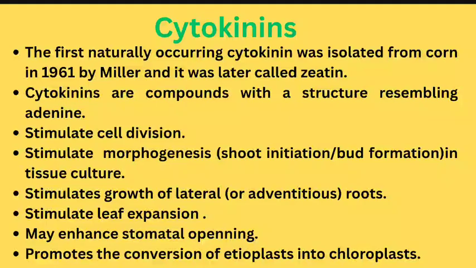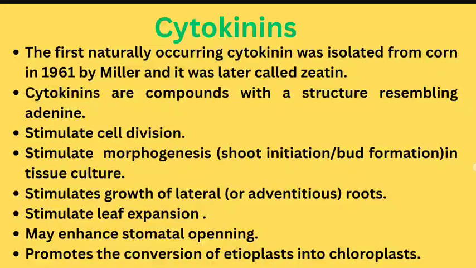Auxin can also stimulate the growth of lateral roots, and cytokinin stimulates leaf expansion. It means the leaf will expand due to cytokinins. Cytokinin also enhances stomatal opening. So the leaf has stomata, and stomatal opening is due to the cytokinins. It also promotes the conversion of etioplast into chloroplast. So chloroplast is also formed due to this hormone.